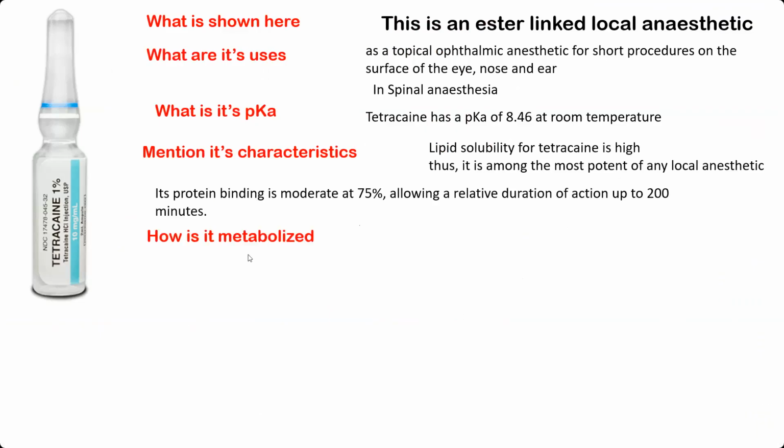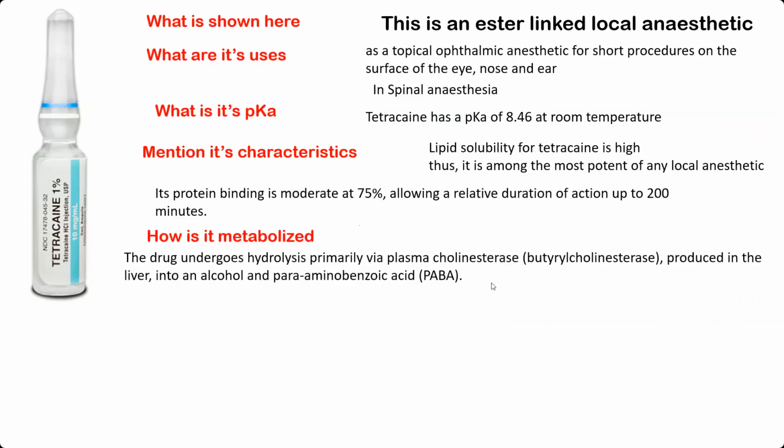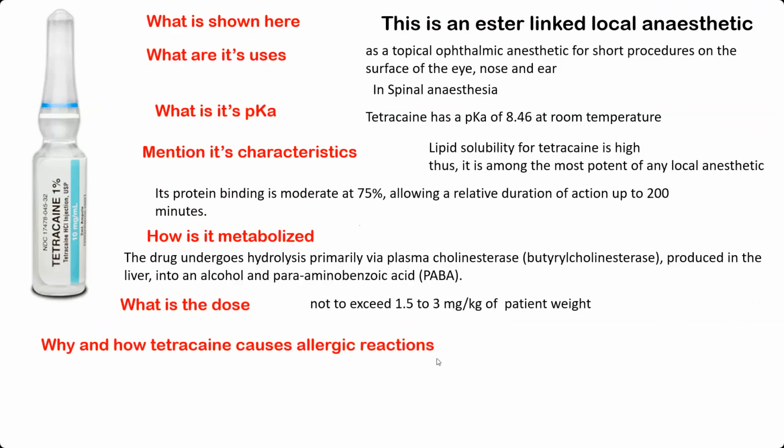How is it metabolized? By plasma esterases. Ester means it undergoes hydrolysis by plasma cholinesterase produced in the liver to alcohol and para-aminobenzoic acid. What is the importance of this para-aminobenzoic acid? It's an allergic compound. It can produce allergy. So the dose should not exceed 1.5 to 3 milligram per kg.